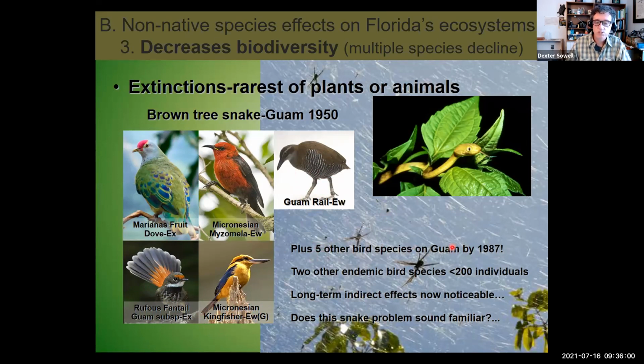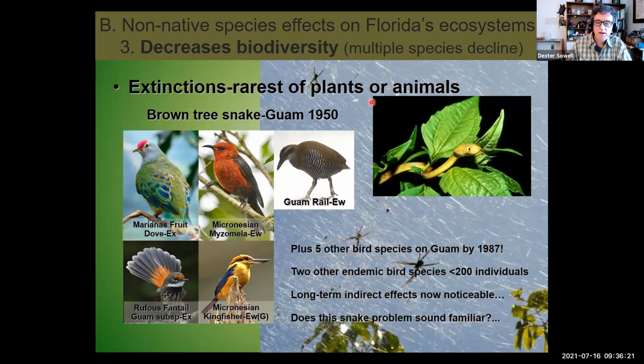Five other bird species were driven extinct by 1987. So was that like 37 years? It's driven several birds extinct. Two other endemic bird species have less than 200 individuals left. We're now starting to see long-term indirect effects of that brown tree snake here.